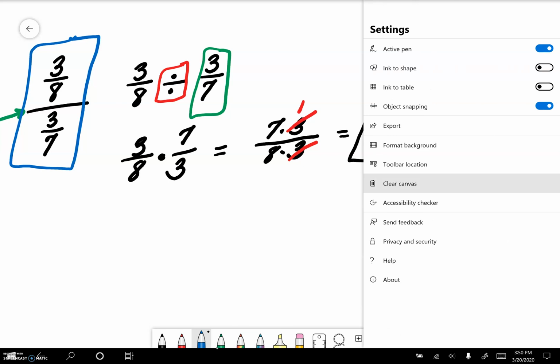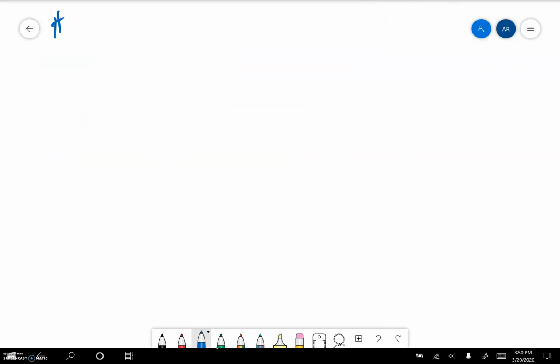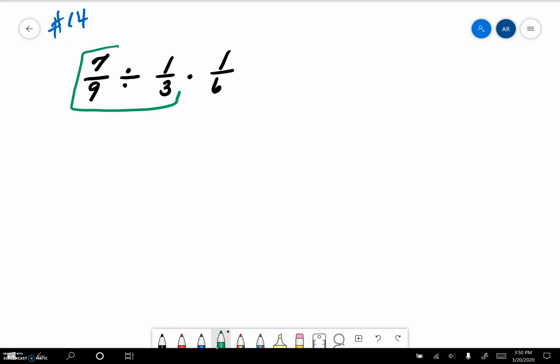So let me clear that out. All right, this is number 14. Number 14 looks like this: 7/9 divided by 1/3 times 1/6. I'm only going to do 2 at a time, so I'm going to get the answer for that one first.